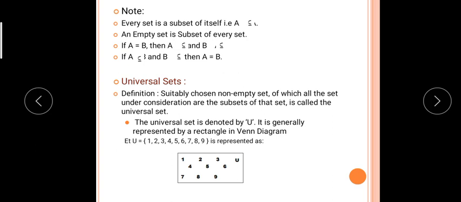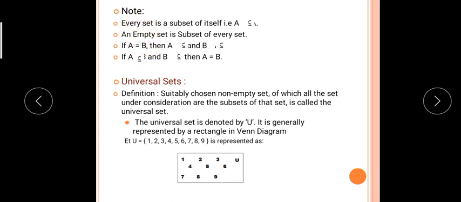When they are equal, if every element of set A is equal to every element of set B. The important thing is not the number of elements. Remember, not the number of elements, every element I am saying. So remember the concept of empty set, equal set. Every element of set A is equal to every element of set B.